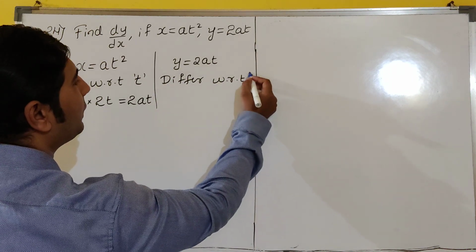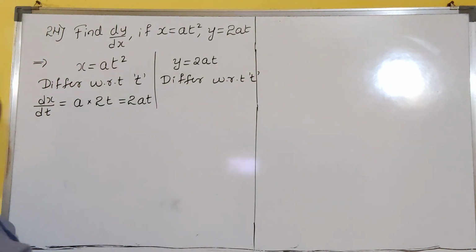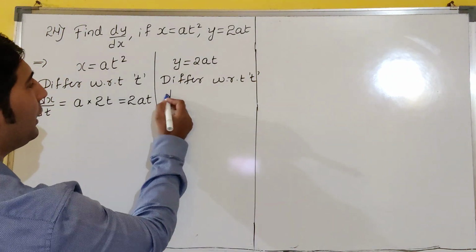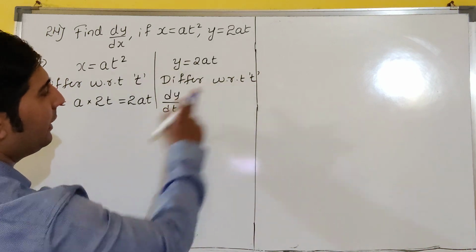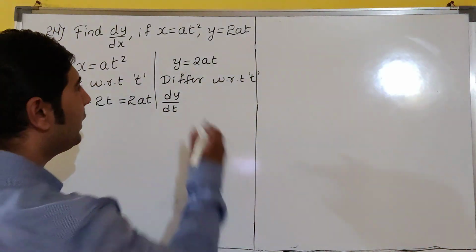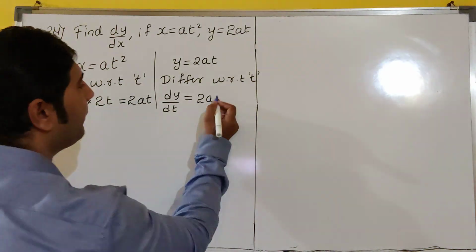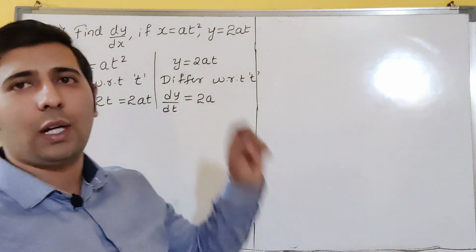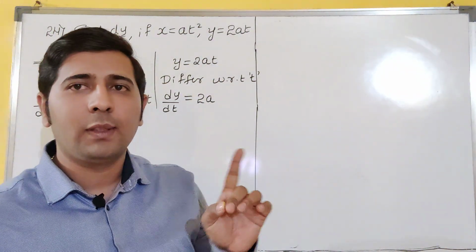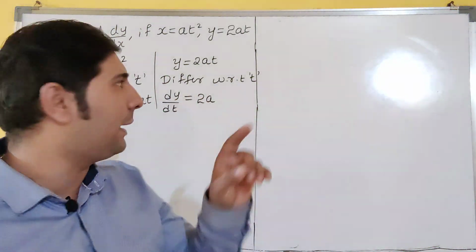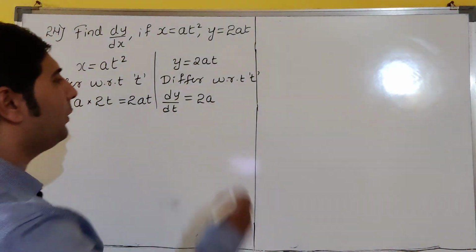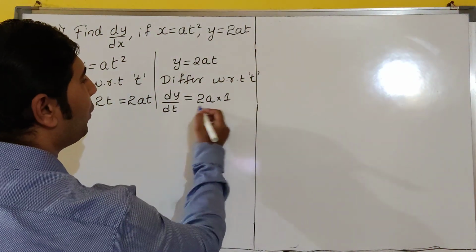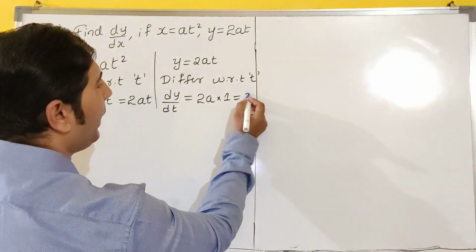Now the second one also we will differentiate with respect to t. So dy by dt, operators are different or not? Here y is with t, that's why dy by dt. Now 2a is a constant and derivative of t is what? Derivative of x is 1, no? Similarly derivative of t is 1, because it is with respect to t. 2a into 1 is 2a.